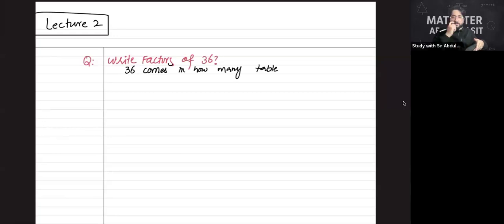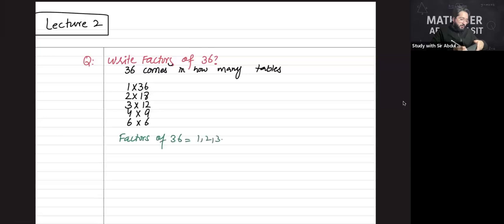So you have to see up to 36. Always start from table 1. 1 times 36, 2 times 18, 3 times 12, 4 times 9, and then 6 times 6. The tables repeat. You can get this question in the examination. So the factors of 36 are 1, 2, 3, 4, 6, 9, 12, 18, and 36 itself.